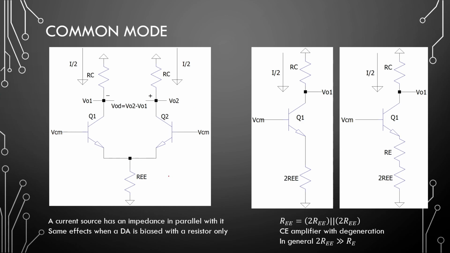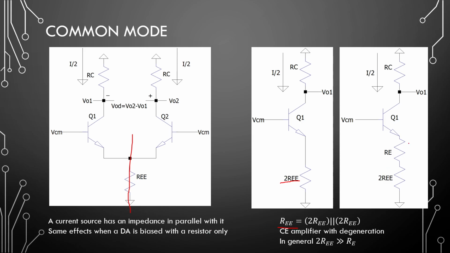Looking at our common mode, so the case where both sides have the same input, the rises and falls will be the same, so our current source gets taken away from this equation and we have our emitter resistor present. We can split our common mode amplifier into two, so we have 2 times REE sitting here at the current source, and 2 times REE in parallel with 2 times REE is just REE.